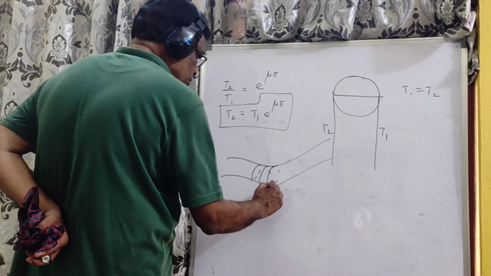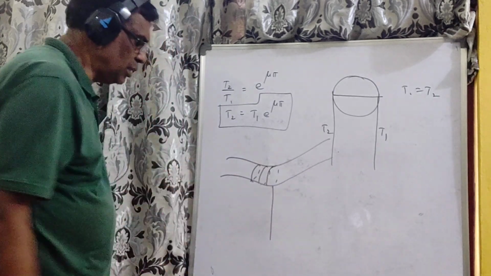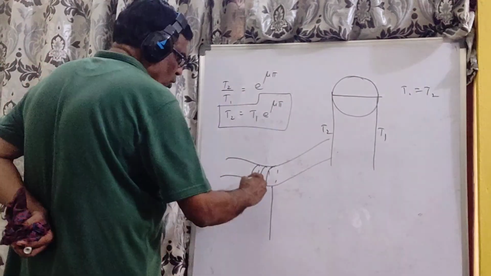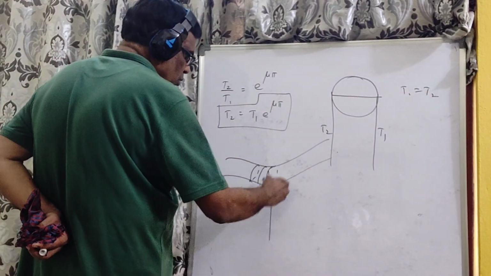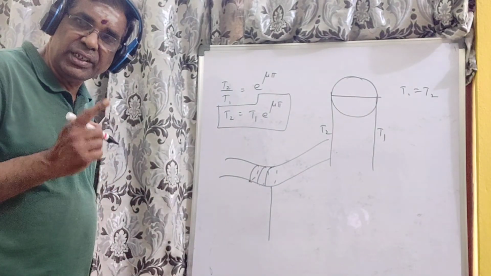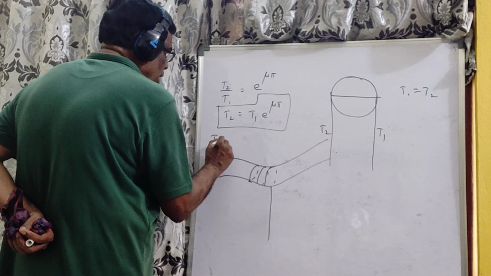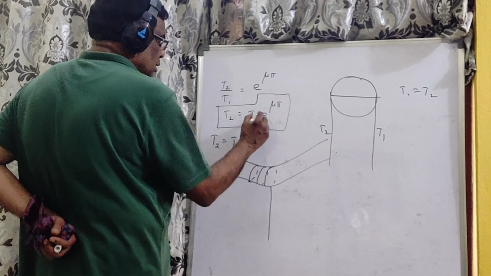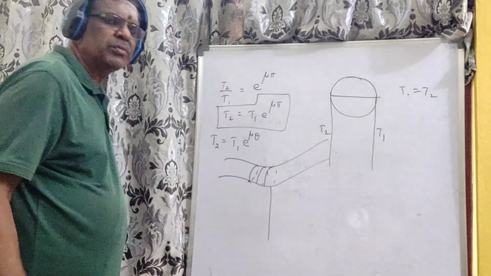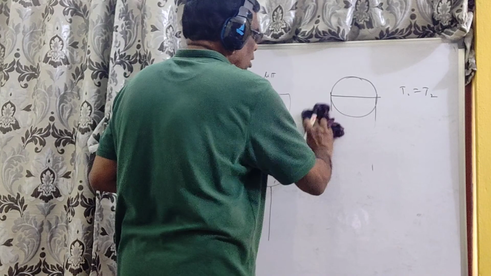Suppose you have done that 3 times. So 0 to 2 pi, 4 pi, 6 pi. The number of turns into 2 pi, that is theta. So actually T2 is T1 e raised to mu theta, and generalize, for example, 0 to pi you took.